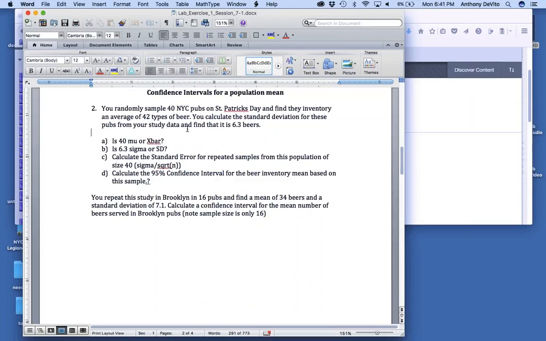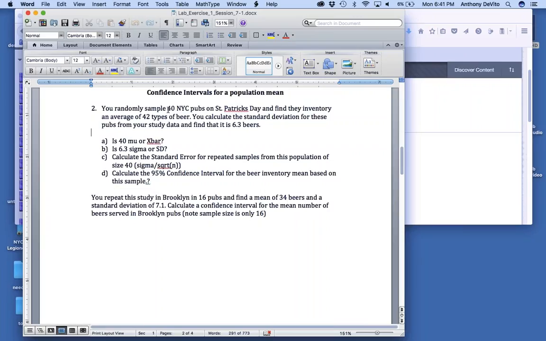Okay, so we go to randomly select, unfortunately it's St. Patrick's Day example. It could have been a Halloween example like the homework, but what are you going to do? Randomly select 40 New York City pubs. I didn't even think about this, and find that on the average they inventory 42 types of beer. You calculate the standard deviation for those pubs from your study data and find that it's 6.3 beers.